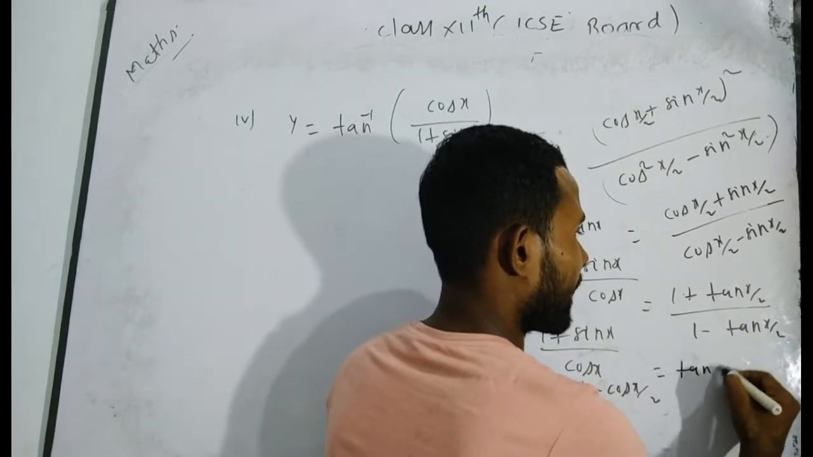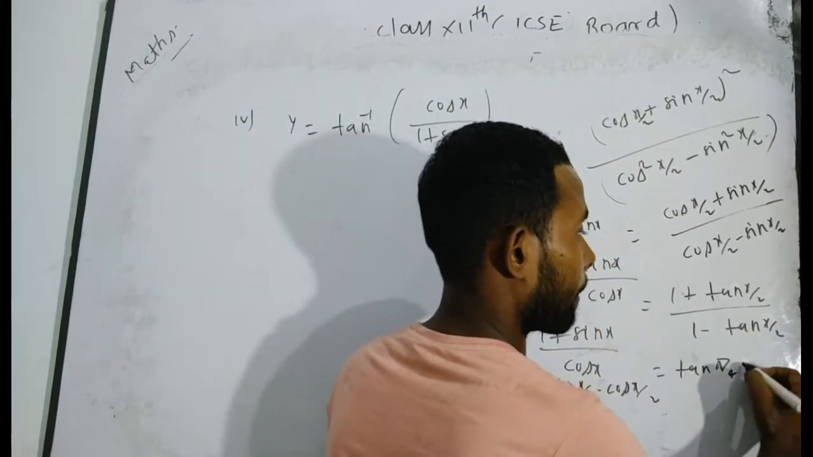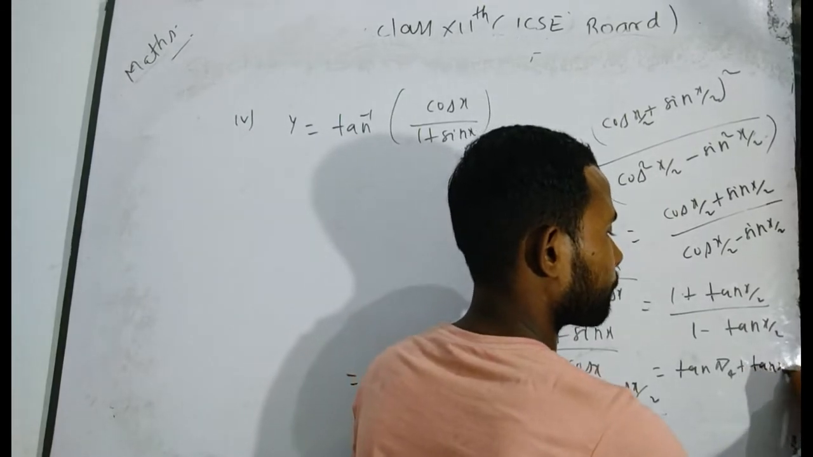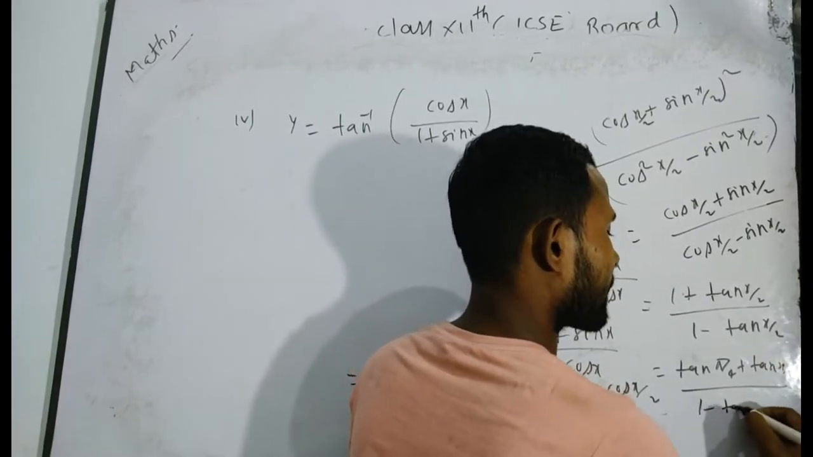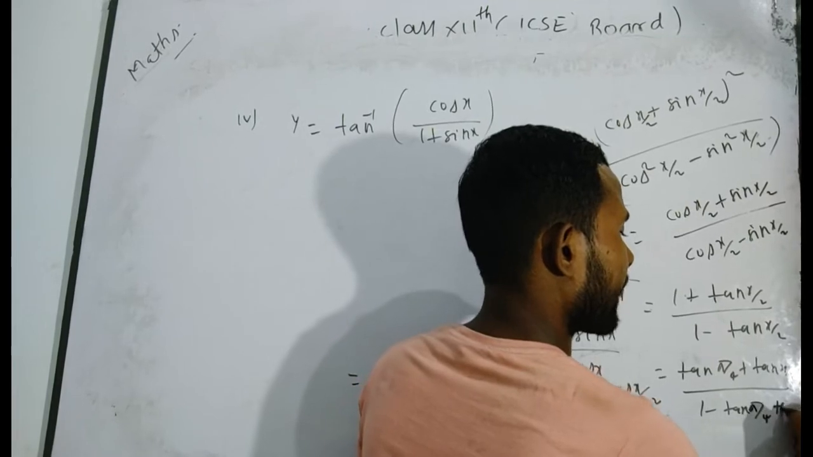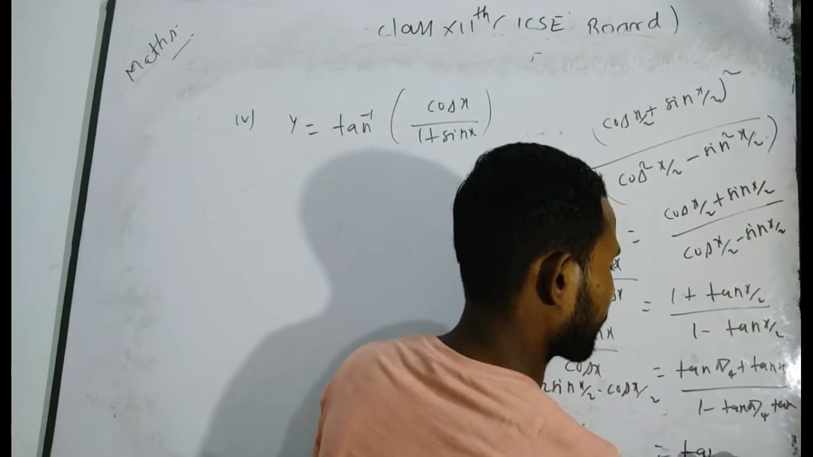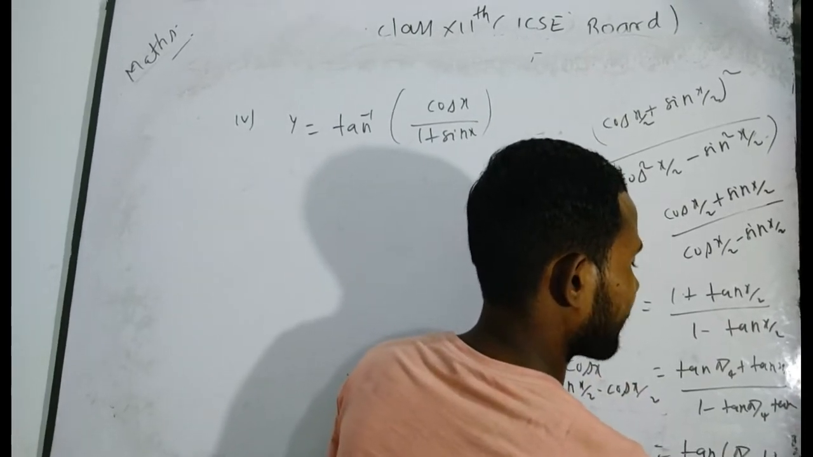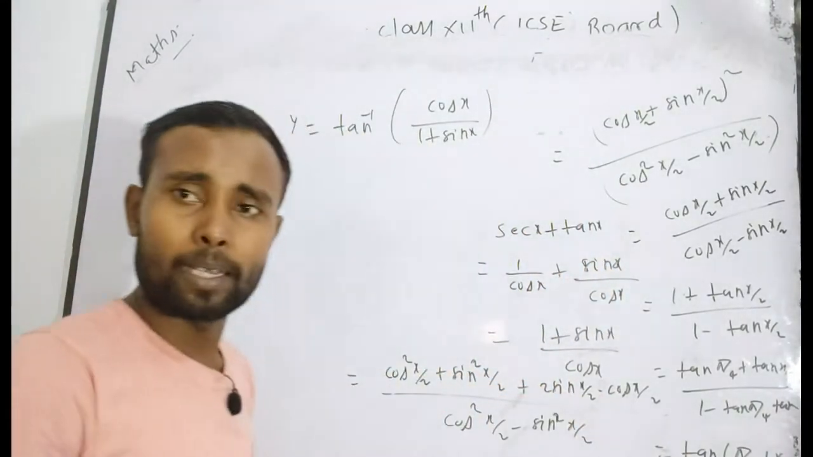Again you have to arrange it in standard form. It will be tan pi by 4 plus tan x by 2 divided by 1 minus tan pi by 4 into tan x by 2. Finally it will be what? tan(pi/4 plus x/2). I think you understand very well. What is this?